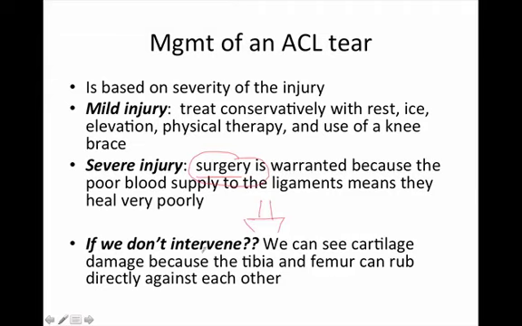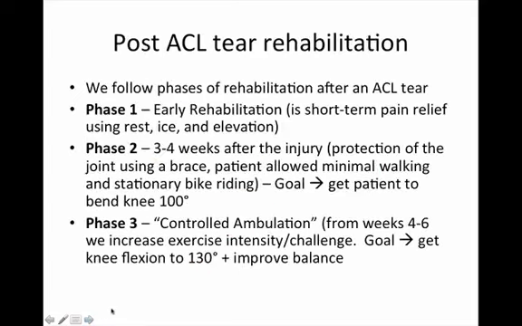Okay, what if we don't intervene and we just let it heal? Okay, cartilage damage is very possible because tibia and femur will rub together without any protection. All right, well, now we have phases after an ACL tear. These are rehabilitation phases. So phase 1 is what we call early rehab. Okay, short-term pain relief, we use rest, ice, and elevation.